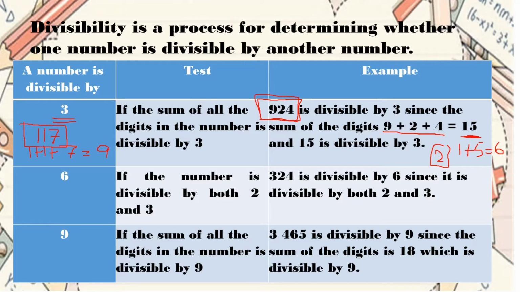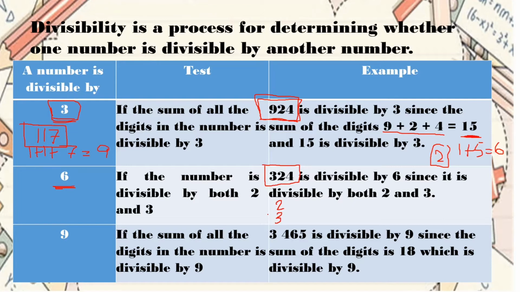Okay? Let's proceed with another divisibility number, which is 6. So, how can we identify if a number is divisible by 6? So, please recall the divisibility rule of 2 and, of course, the recent divisibility rule of 3. So, dahil to identify if a number is divisible by 6, it must be divisible by both 2 and 3. So, paano ba natin ma-check yun? So, let's have an example here. 324. So, dapat divisible siya by 2 and also divisible by 3.